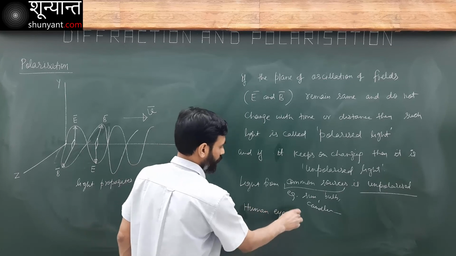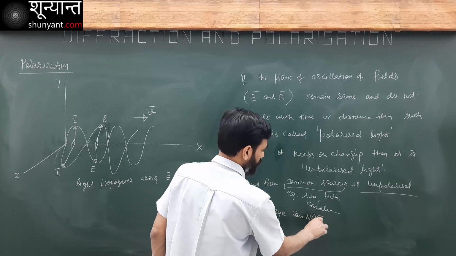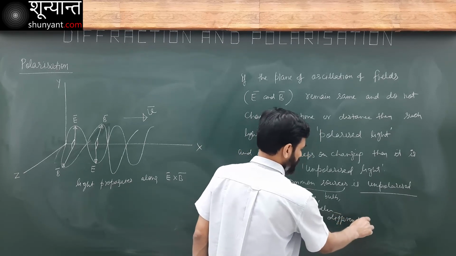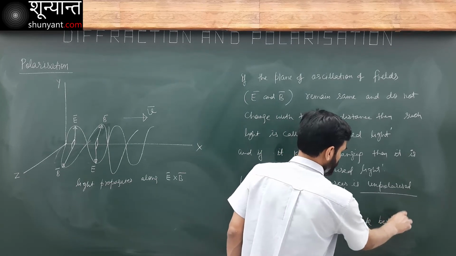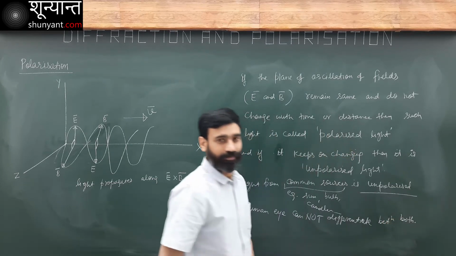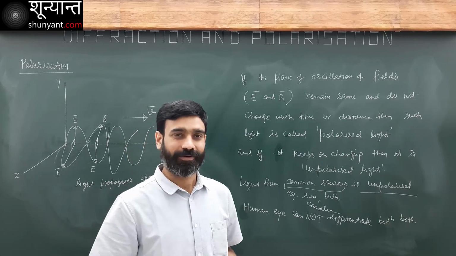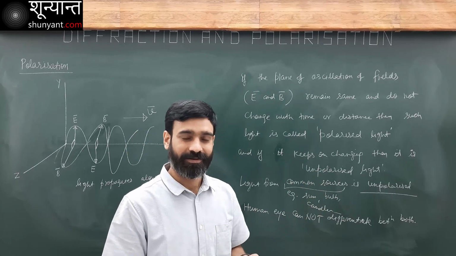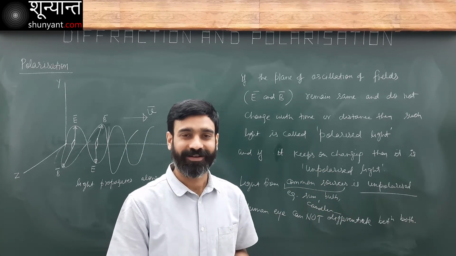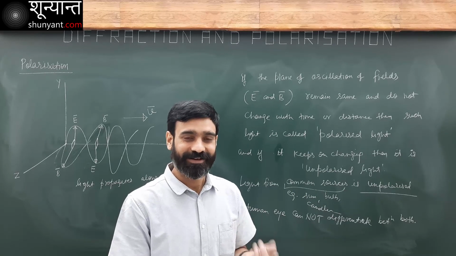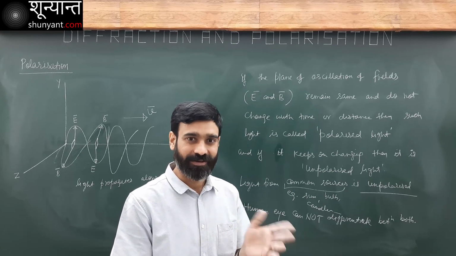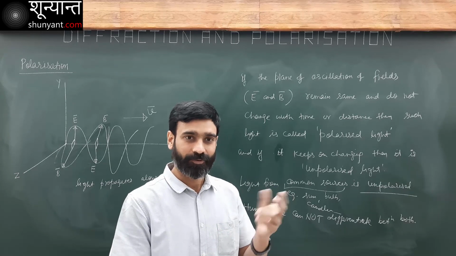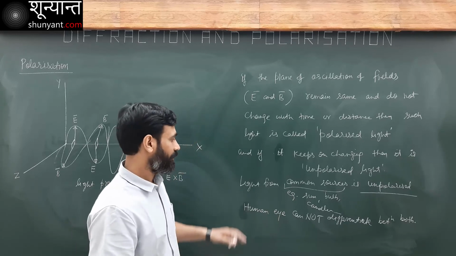The human eye cannot differentiate between both. We cannot figure out whether the light I am looking at is polarized or unpolarized. But some animals can. I do not know those animals, but there are some animals that behave differently in polarized light and unpolarized light. That's how we know that they are able to differentiate. But we cannot.